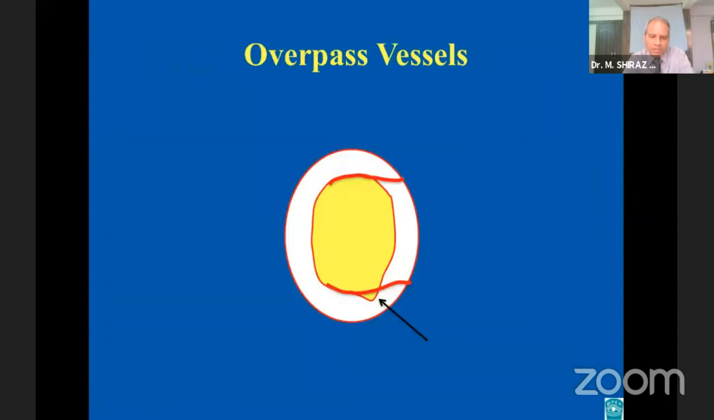Normally, the vessels run over the surface of the optic disc and the neuroretinal rim and then come out. A loss of neuroretinal rim takes away their posterior support and they appear to hang over the optic disc, bridging the optic cup. So this is also known as overpass cupping.